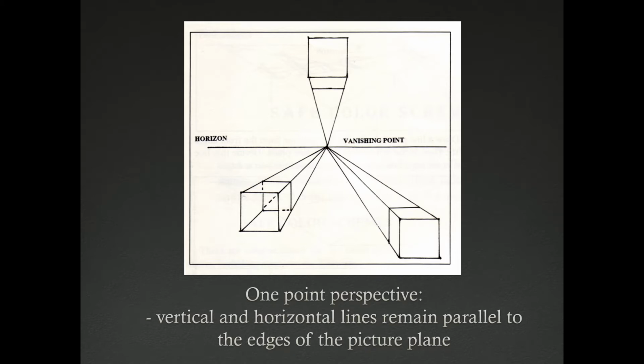The diagonal lines converge towards a vanishing point on the horizon. And even this box that's floating up in the sky behaves the same way because it's been set into this space with its edges parallel to the other boxes.